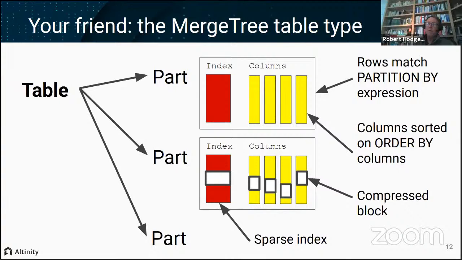What is actually more important is, and so here's what the table looks like underneath. Underneath, the parts are organized, and if you go in and look at the files, you're going to see two general types of things. You're going to see what's called an index, primary.idx, which is a sparse index. And by default, whatever you order by is going to be used to construct this index.